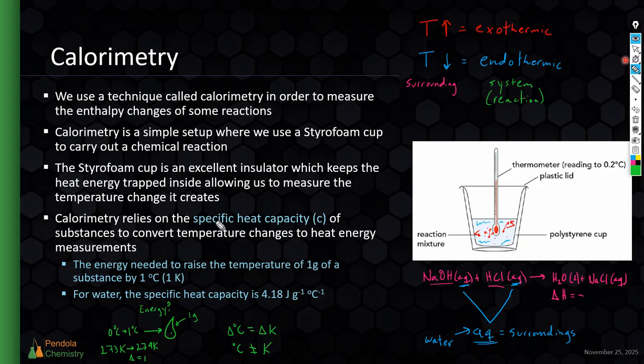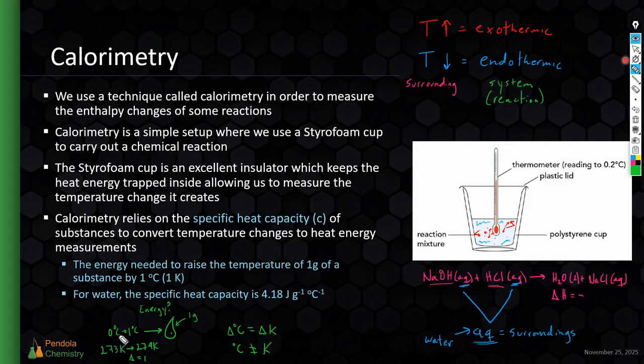So that's what specific heat capacity is. The amount of energy that it will take to grab 1 gram of that substance, in this case we're looking at water, and change its temperature by 1 degree. And that doesn't have to be from 0 to 1. It could be from 1 to 2, 2 to 3, 3 to 4. It will always take the same amount of energy.